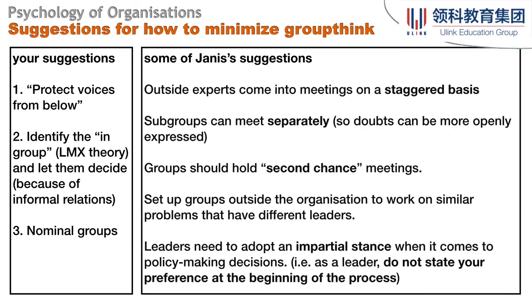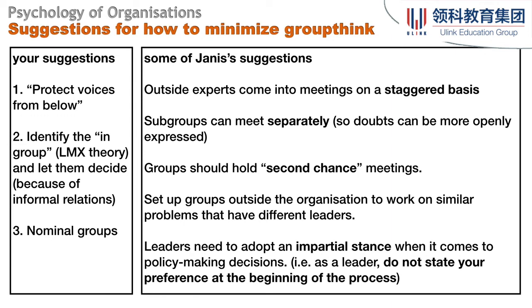Janus himself, however, has some perhaps easier things for recommending avoiding groupthink. One idea is to use outside experts or consultants that come into meetings on a staggered basis. What does that mean? It means that if you're going to have an outside expert come in to sit in on your meetings, you don't want the same person there every week, because that person is also going to become part of the group through his familiarity. So what if you didn't have the same person there every single time? He also talked about subgroups meeting separately, which goes along with what we talked about maybe with nominal groups.